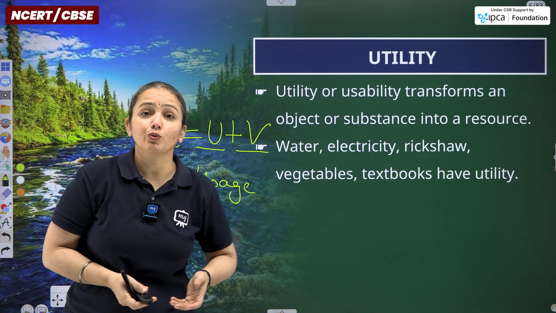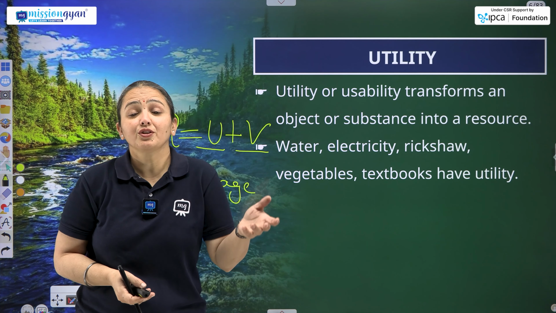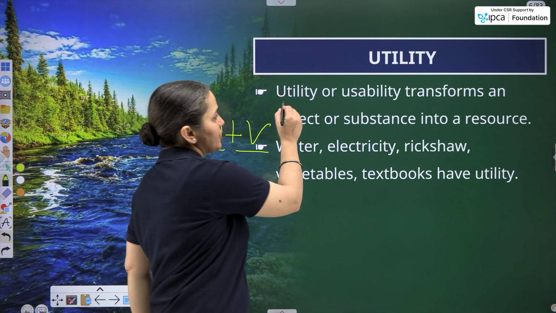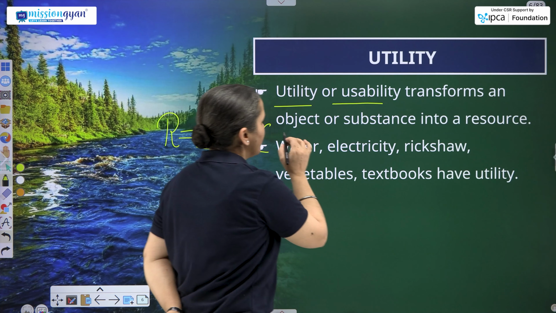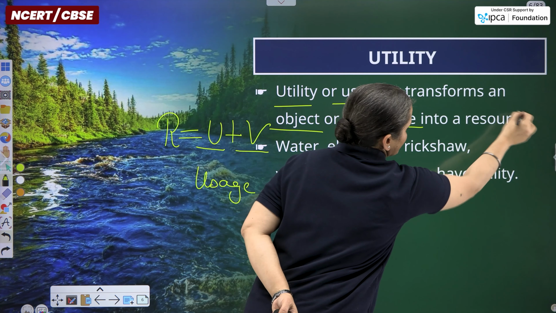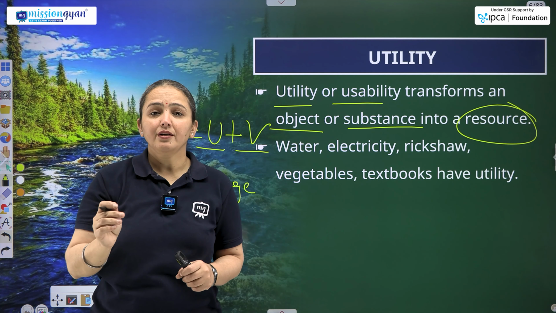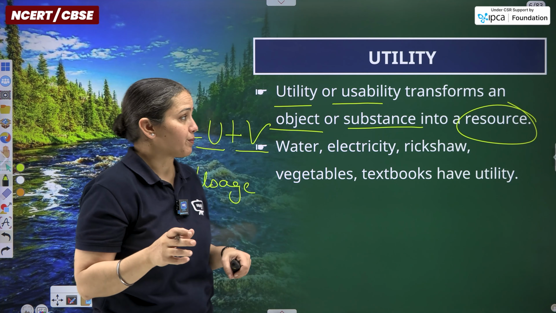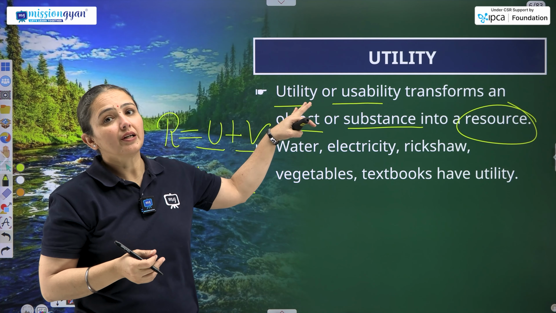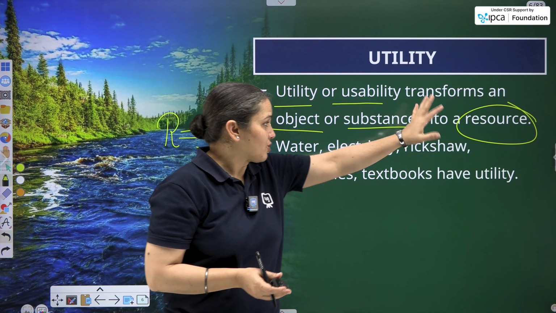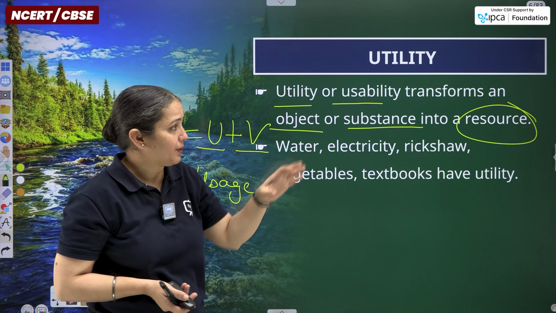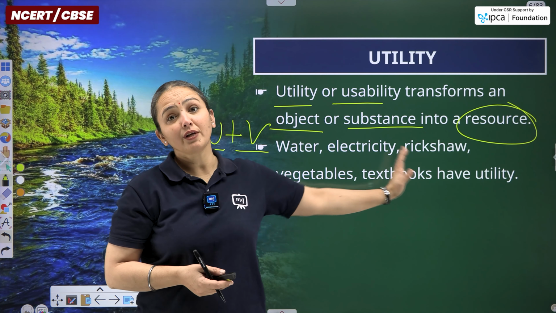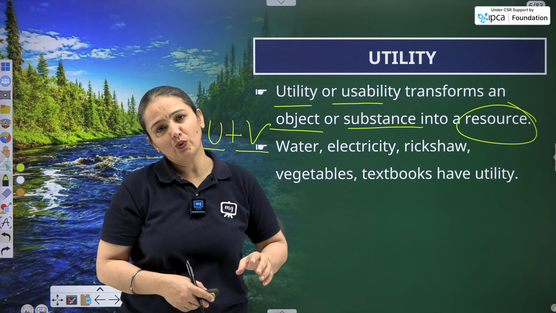Now, for the discussion of values, we have further value categories that we will discuss. Right now we are talking about utility. So utility or usability transforms an object or substance into a resource. Right now, you are holding your books in your hands, and you're sitting at the table. So, all are resources that are being utilized. They have their utility, and this utility transforms an object, a table, into a resource. Water, electricity, rickshaw are a few examples of resources, and we have discussed them in the pictures also.